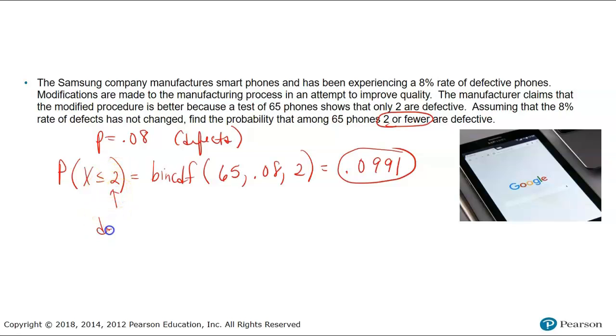And this is the number of defects. So this needs to be the probability of a defect. Okay, so binomial CDF, we're looking at samples of size 65, a defect rate of 0.08, and then 2. So we get this as the probability that we would have 2 or fewer that are defective.